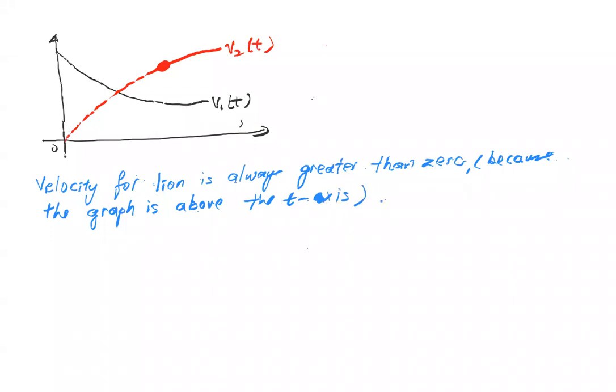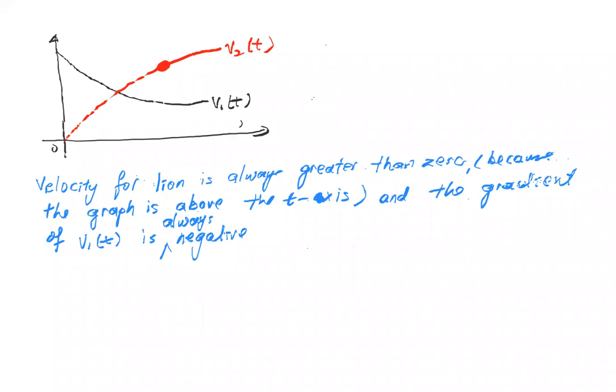Okay, and the gradient of V1(t) is negative. It is always negative based on the graph. Therefore, the velocity is decreasing. So the speed is decreasing.